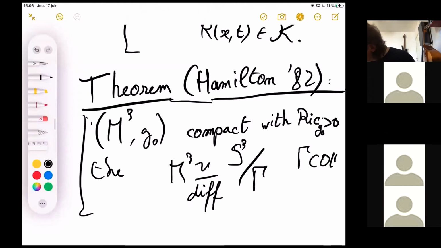Oh, sorry. In particular, if M3 is simply connected, then gamma is trivial because it's the fundamental group of M, and M is diffeomorphic to S3. So what Hamilton had in mind at that point was maybe we can use these kinds of ideas to give a proof of the 3D Poincaré conjecture, a program which would be fulfilled by Perelman.